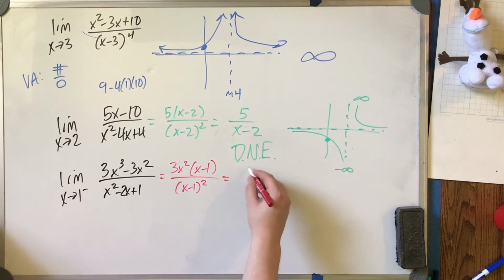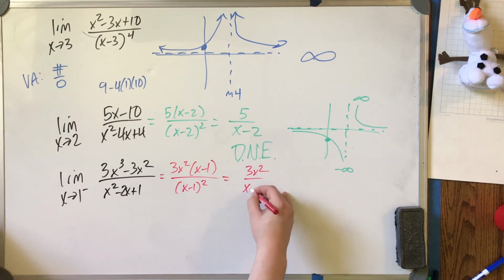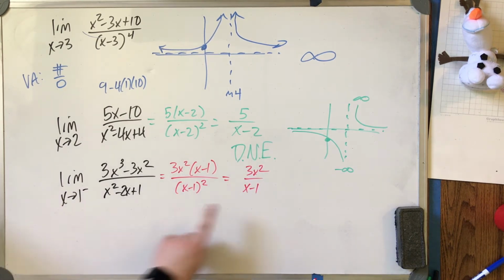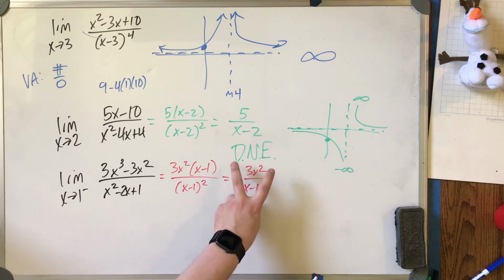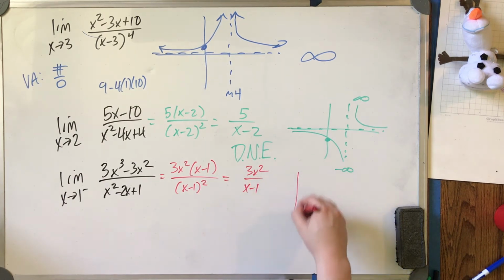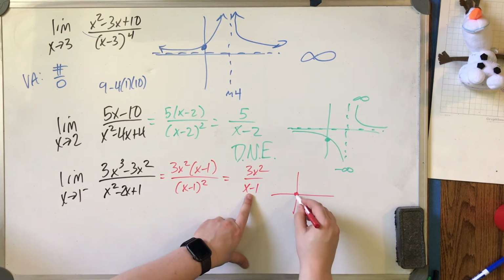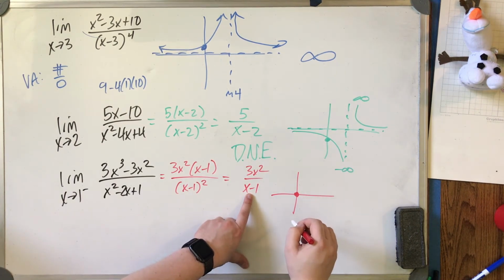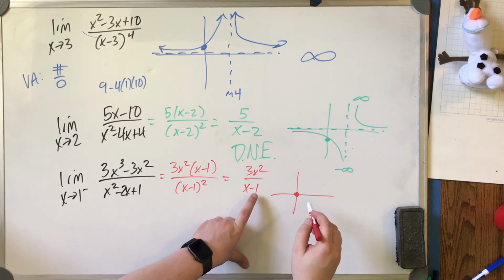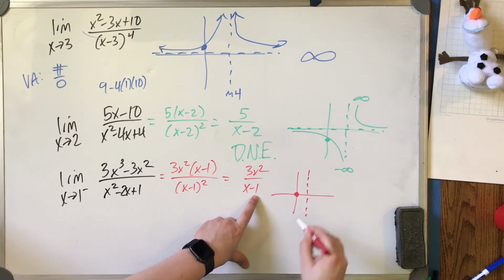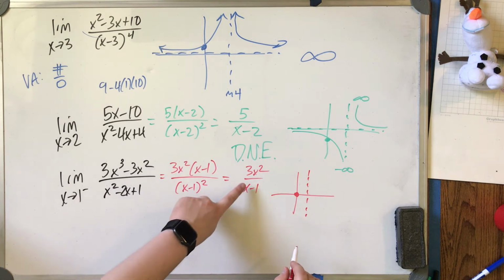So things do actually cancel. It makes my life a little bit easier when it comes to the graphing stage. I still can't direct substitute though, because I will get 3 over 0. But I can graph this super quick. I'm going to have an x-intercept at 0 with an even multiplicity, so I'm bouncing off of that one. I'm going to have a vertical asymptote at 1 and an end behavior asymptote of approximately 3x.